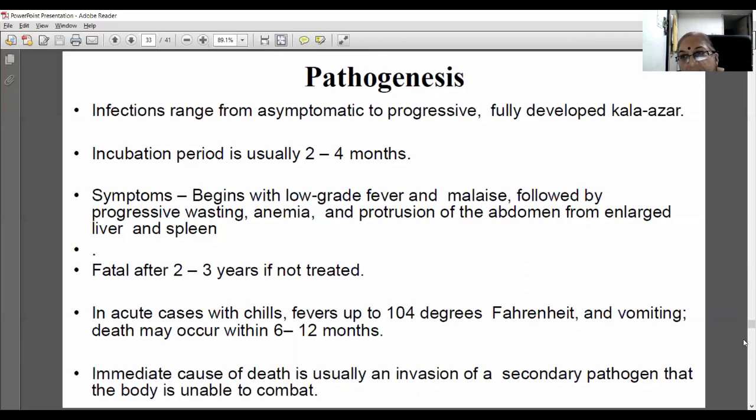In acute cases, you will see that the patient has chills, fevers of 104 degrees Fahrenheit, and vomiting. Sometimes death may occur within 6 to 12 months. The immediate cause of death is usually an invasion of a secondary pathogen that the body is unable to combat. Only then will the death be immediate. Otherwise, after 2 to 3 years, it can become fatal.